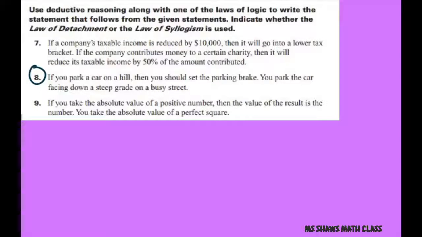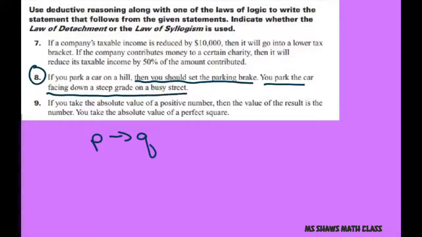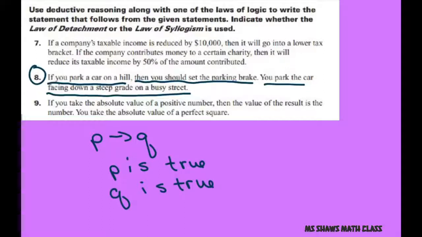If you park a car on a hill, then you should set the parking brake. So if P, then Q. You do park down a steep grade on a busy street. You notice how they're not saying it exactly, but you are parking on the hill. So that is true. That means Q is true. And what you would write is, then you should set the parking brake.